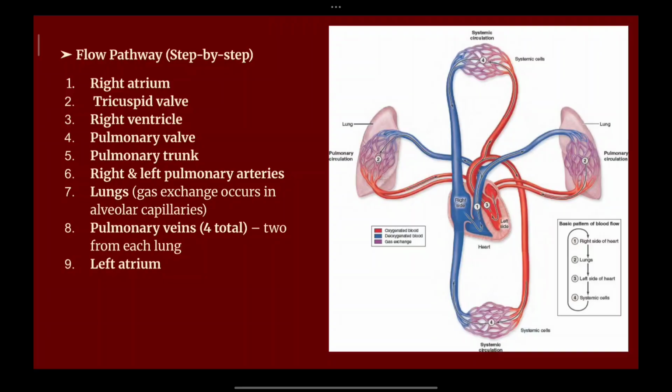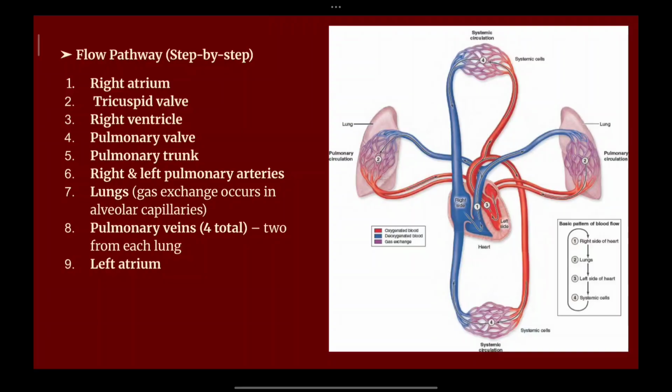Once the oxygenated blood is received, there are 4 pulmonary veins present. Anything that is received by the heart is called veins. So this is an exception. Though it is oxygenated blood, it is called pulmonary veins. Remember the term that is used whenever blood is being received by the heart. There are 4 pulmonary veins totally, on both the right and the left side of the lungs. The pulmonary veins are received and dumped into the left atrium. So in the left atrium you get the oxygenated blood.